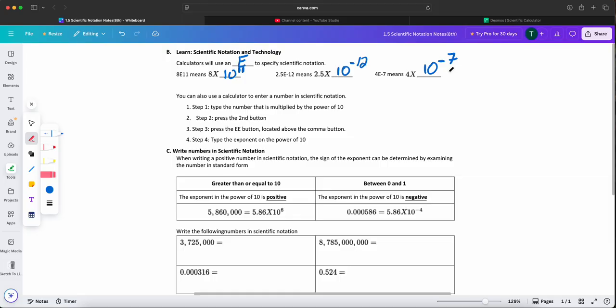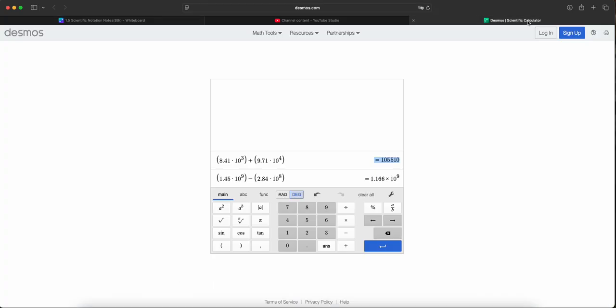If you go to type it into Desmos, especially when we get into operations, you will want to make sure that you put parentheses around your scientific notation. So like this. You type your scientific notation in parentheses and then do whatever math you need to do to it. So I have some examples pulled up here in Desmos. Like I showed me adding them. I made sure to type them in parentheses.